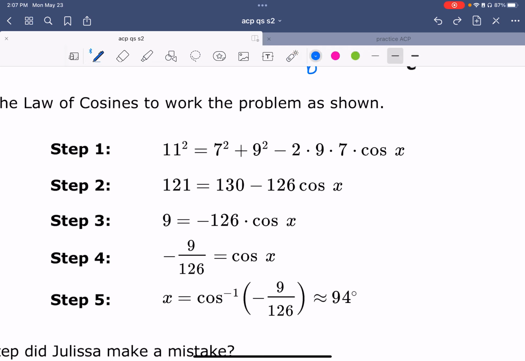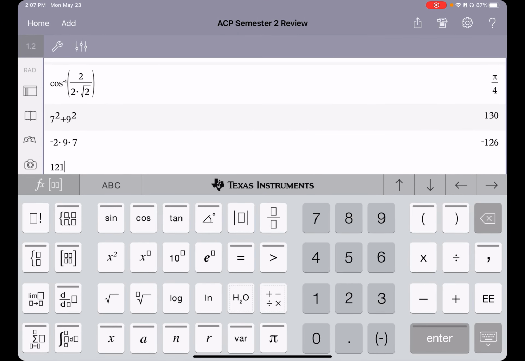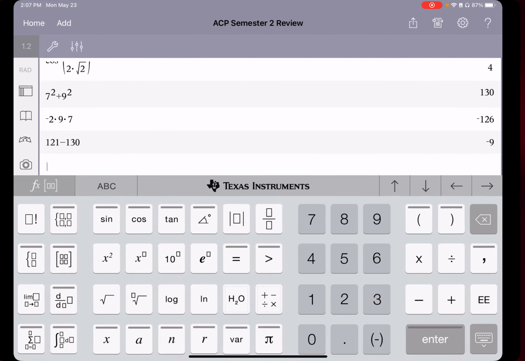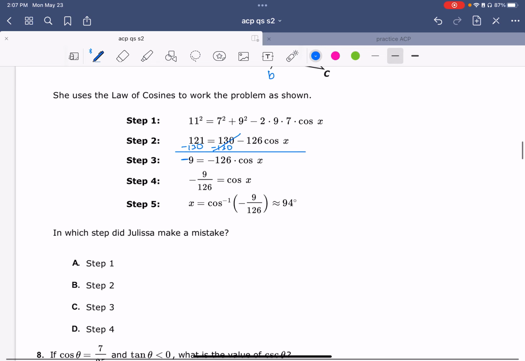The next step here would be to subtract 130 on both sides. So then these would cancel out, and 121 minus 130 is negative 9. And she put positive 9 on hers, so her mistake was made on step 3.